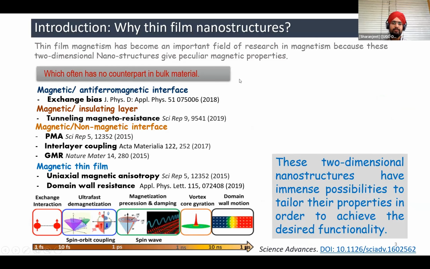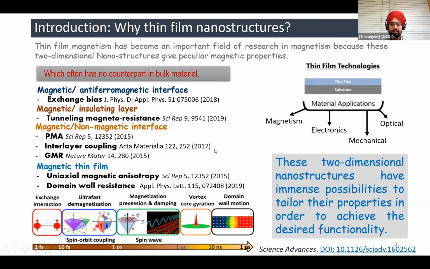So let us first discuss why thin film nanostructures are important. Because these two-dimensional nanostructures can give peculiar magnetic properties, which often have no counterpart in the bulk material. And in literature, people have discussed so many exciting phenomena in this area. And these two-dimensional nanostructures have immense possibility to tailor their properties to achieve the desired functionality.